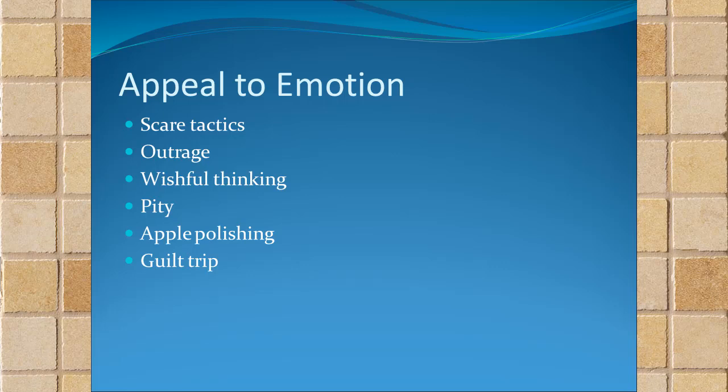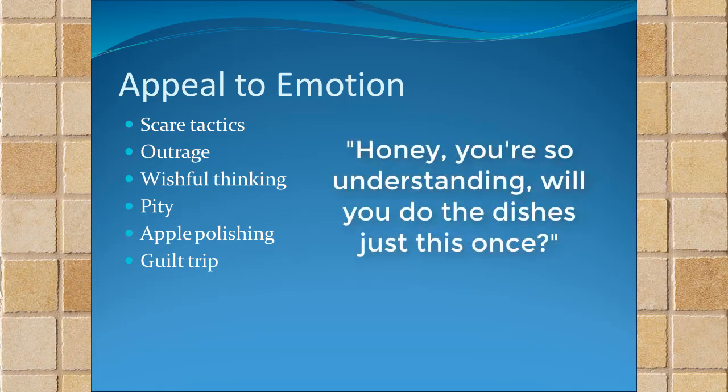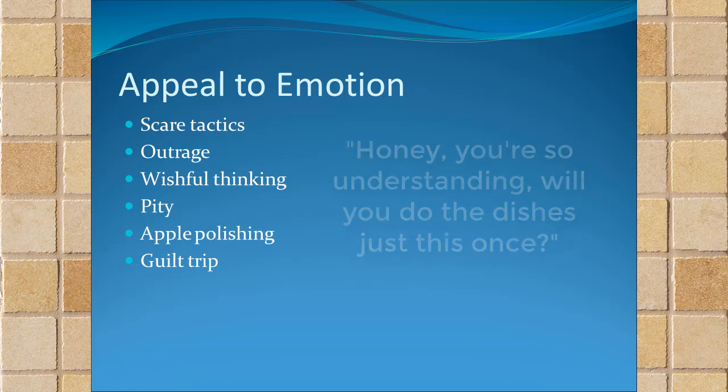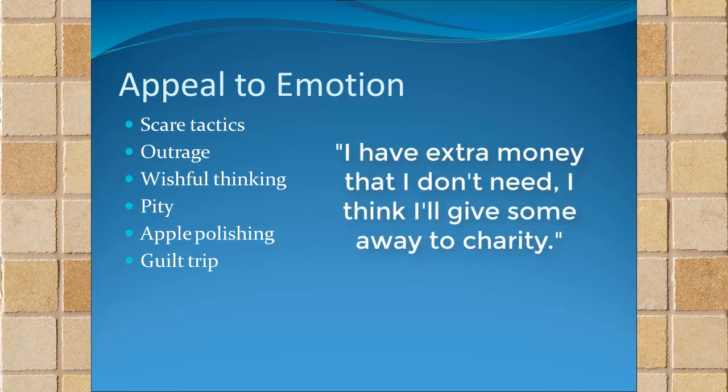Now, I want to give a couple examples here to make one more point. So, here's two examples, and I want you to briefly consider which fallacies, if any, fit the categories of the appeals to emotion. Which appeals to emotion would fit for these examples? First one: honey, you're so understanding. Will you do the dishes just this once? Second one: I have extra money that I don't need. I think I'll give some away to charity.